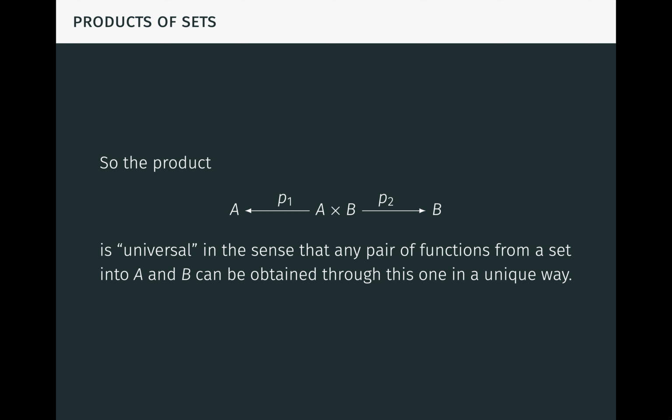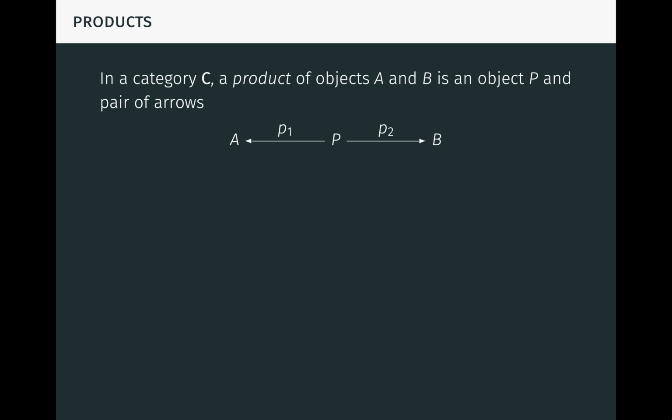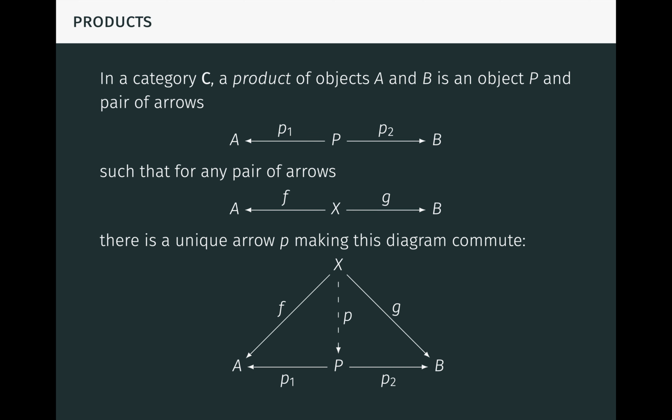This property can be used to define a product in an arbitrary category. In a category C, a product of two objects A and B is an object P and a pair of arrows p1 and p2 from P into A and B, such that for any pair of arrows f and g from an object X into A and B, there is a unique arrow p making this diagram commute.